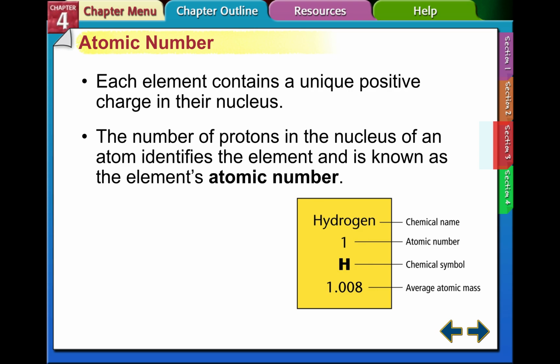So this atomic number is really special to that element. If it had a different atomic number, then that means it has a different number of protons and therefore it's a completely different element. Now, the atomic number on your periodic table is always the whole number on there. So for hydrogen, it's just 1. For lithium, like we just said, it's 3. Helium, 2, so on and so forth.